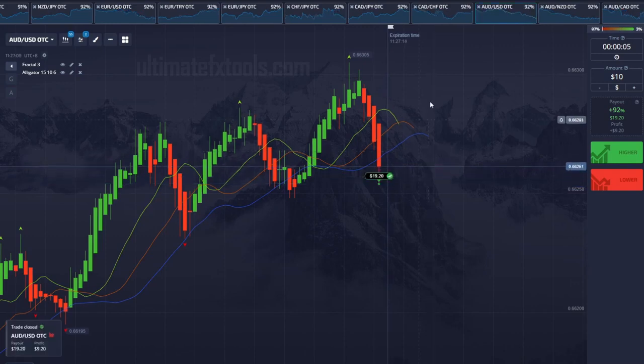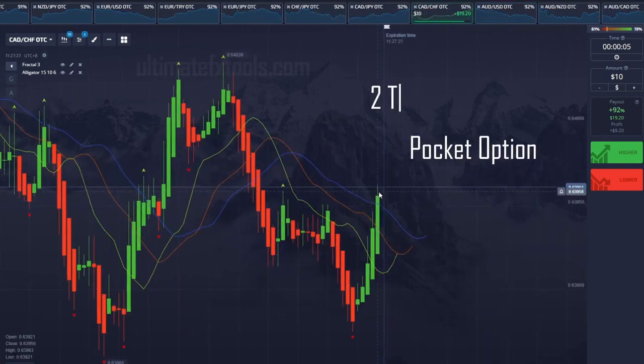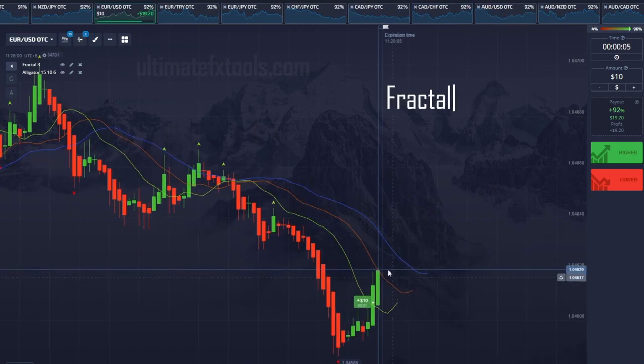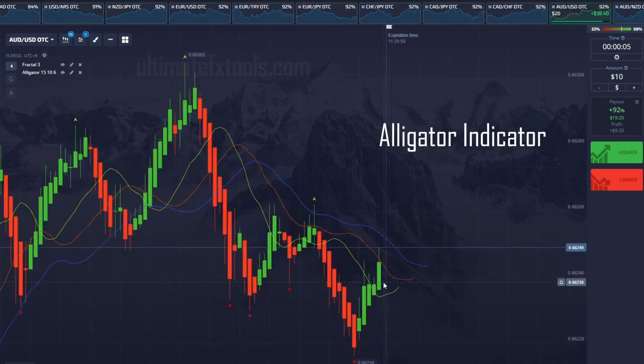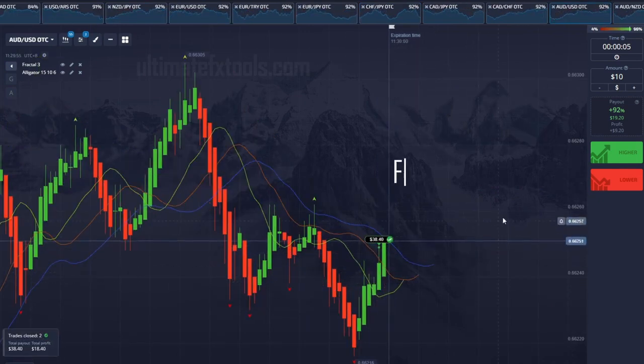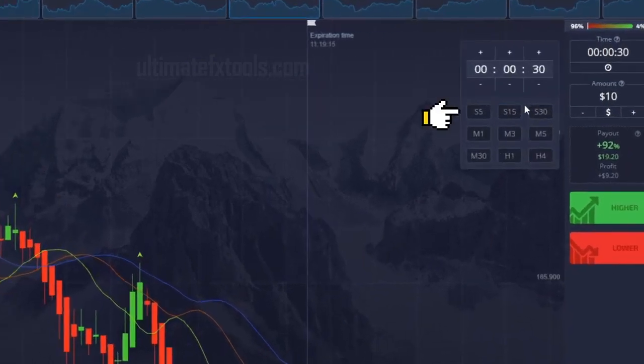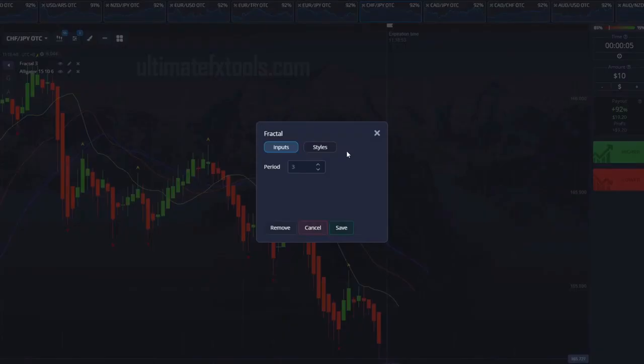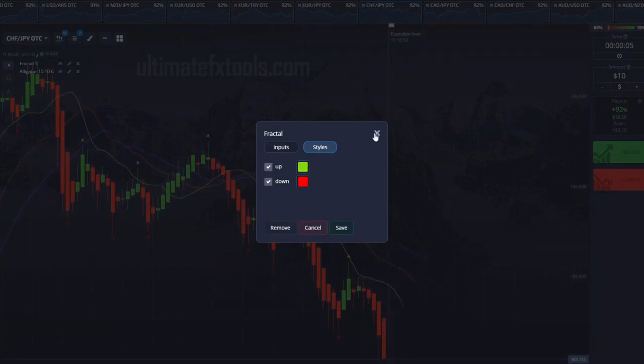Another trading strategy here. Trading Pocket Option with only two trading indicators, the fractal indicator and the alligator indicator, or we just call it fractal alligator. We will trade for 5 seconds with a fractal period of 3, with its default styles.